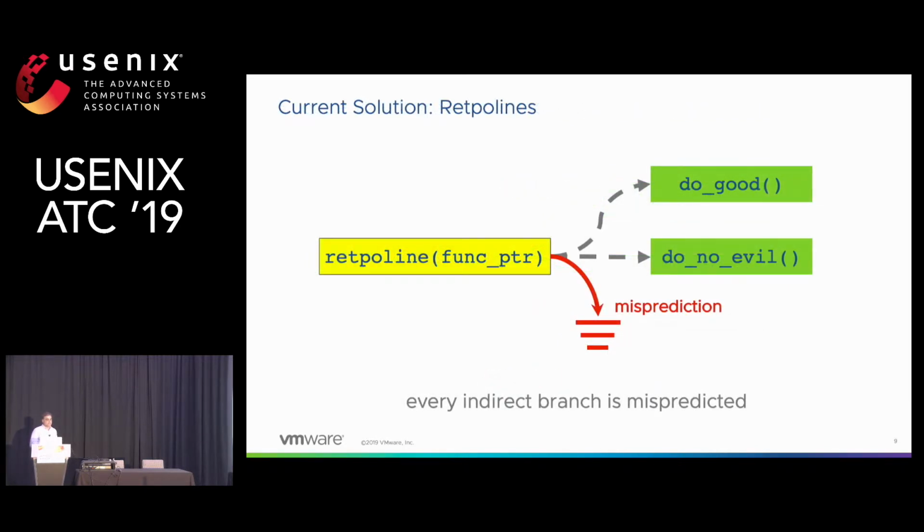There is a solution, and the solution that is being used today is called Retpoline. And Retpoline is a solution that was developed in Google, and the idea behind it is to emulate the indirect branch using a different flow of instructions that prevents speculation. And this is good because it prevents the attack, but it is not that good because it induces overheads of tens of cycles for each indirect branch. Each indirect branch is effectively mispredicted.